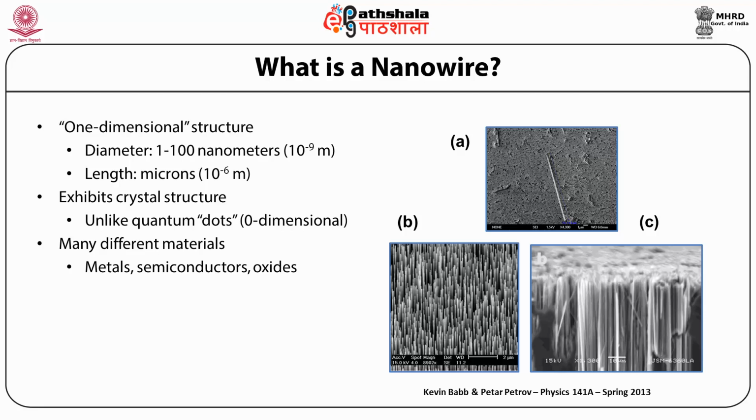Some images of various nanowires are shown here in the figure. The first figure shows a gallium nitride single wire. The second one is an array of zinc oxide nanorods, and the third one is an array of silicon nanowires. So, a nanowire is the smallest dimension which can transport charge carriers, electrons and holes. A nanowire is a wire with a dimension of the order of nanometers, which is of the order of 10 to the power minus 9 meter.